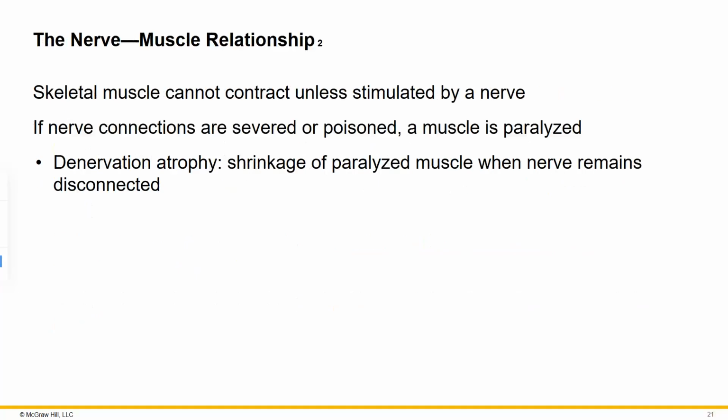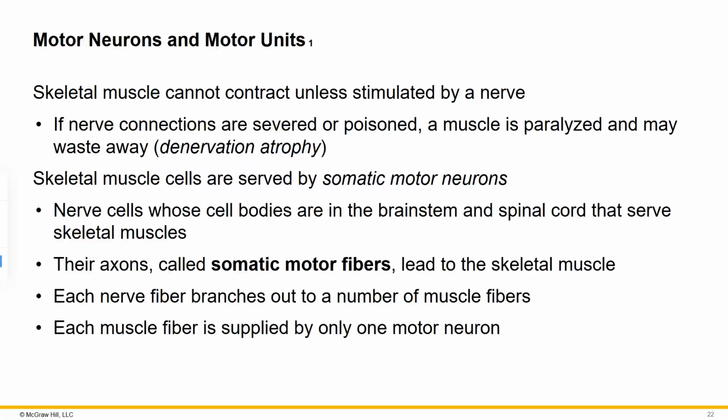Skeletal muscle cannot contract unless stimulated by a nerve. If nerve connections are severed or poisoned, a muscle is paralyzed. Denervation atrophy is the shrinking of paralyzed muscle when the nerve remains disconnected. Skeletal muscle cannot contract, again, unless stimulated by a nerve, and this is repeated from the previous slide.